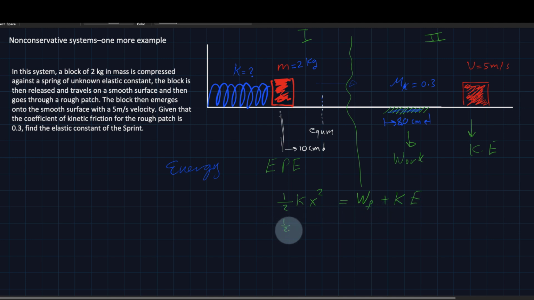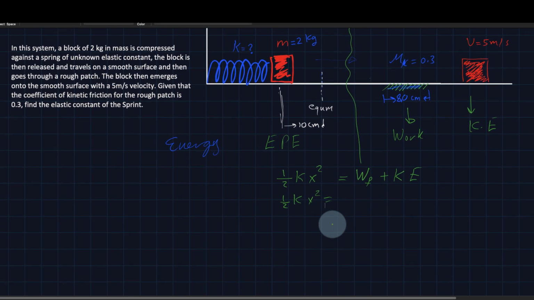You can say 1/2 kx squared is equal to, okay, work of friction, which is the kinetic friction force times d, that's it. You don't need to include cosine theta here, plus kinetic energy, which is 1/2 mv squared. Okay, now 1/2 kx squared is equal to F_k, which by definition is mu_k times the normal force N, times d, plus 1/2 mv squared.